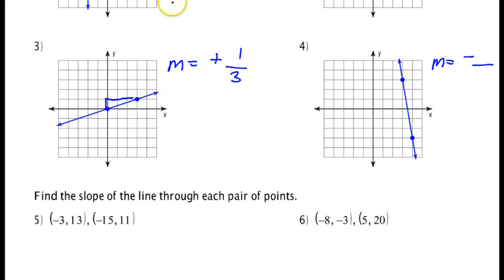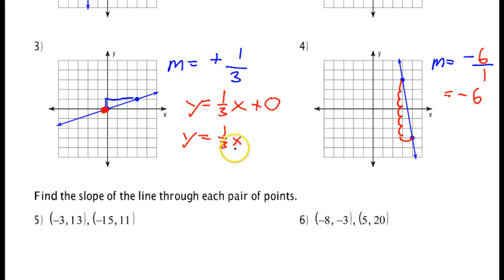Here we have to go down 1, 2, 3, 4, 5, 6, and right 1. So slope is just -6. Notice how I can drop the 1. What is the equation? Okay, what's the slope? The y-intercept here is 0, goes to the origin. So this equation is y equals just 1/3 x. That's it. You don't have to put plus 0, although that is the y-intercept. You can just put y equals 1/3 x.